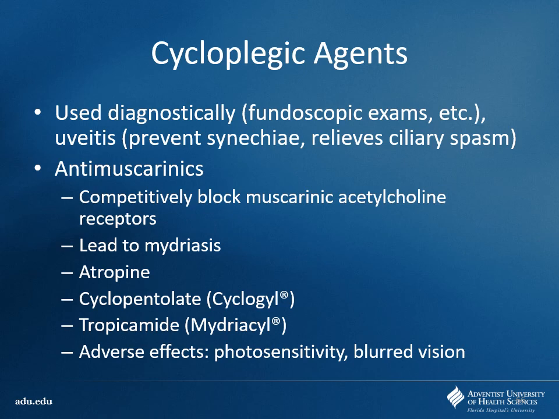We'll use some antimuscarinic agents. Just like we saw earlier with glaucoma, where we used a cholinergic agonist to cause miosis, we're doing the opposite here. We're blocking the muscarinic receptors and causing mydriasis to occur. And that gives us a much better view when we're trying to do an exam.